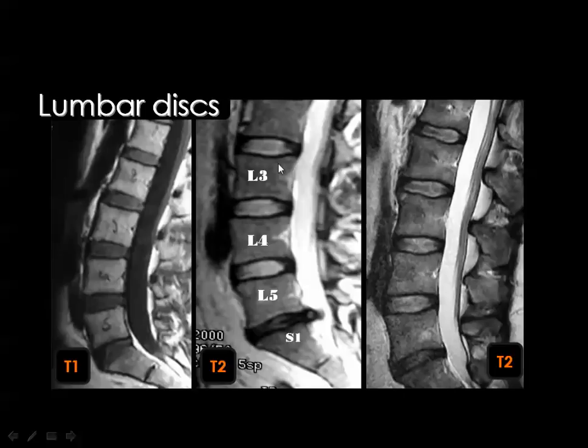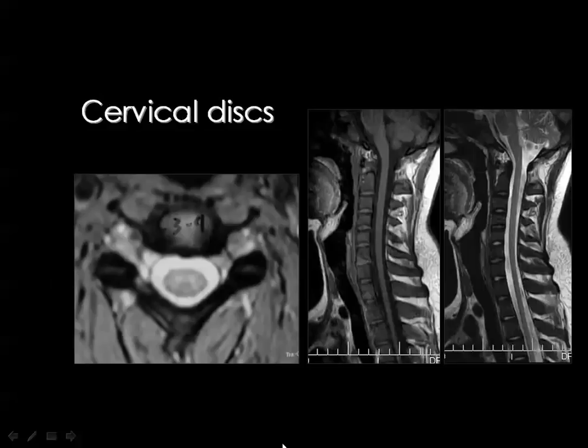Then if you look at the T2 weighted image and you find that L5-S1, for example, is black, that is to say it has lost its water content, meaning that it is a degenerated disc, and the disc is also going inside the spinal canal, meaning that it is a disc bulge or herniation, as I will discuss after that. Also in the cervical spine, you can see the cervical discs containing a small amount of water.